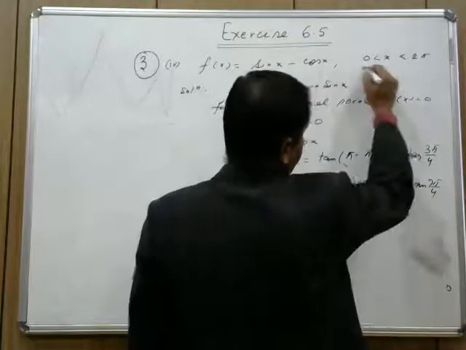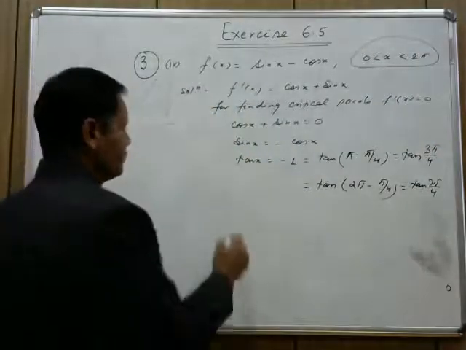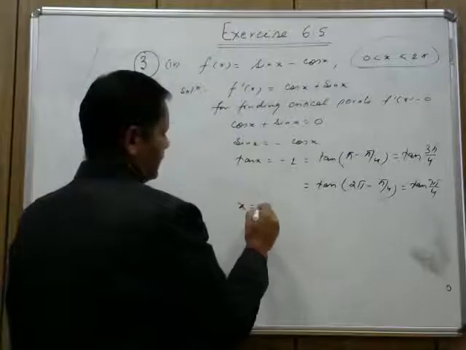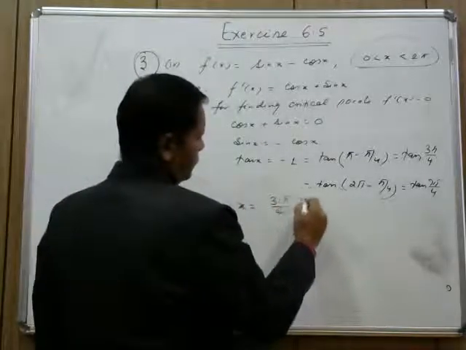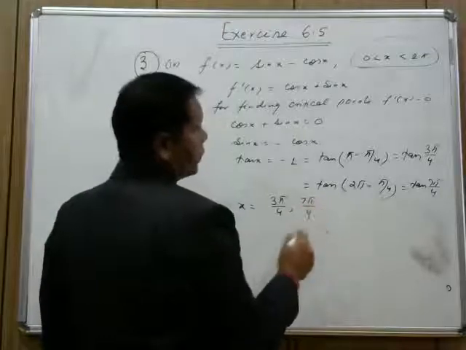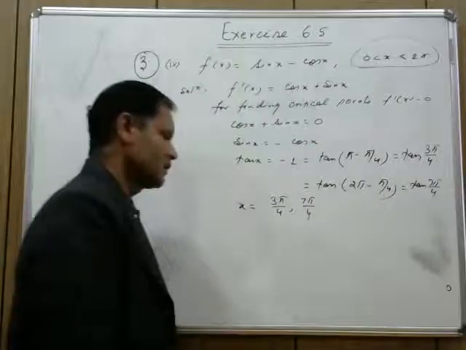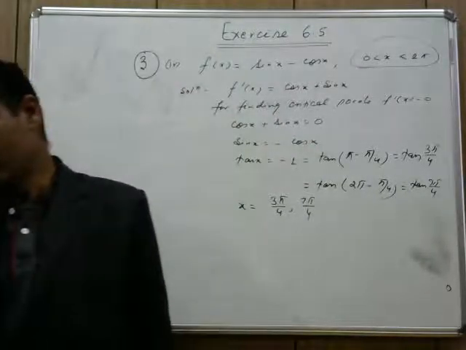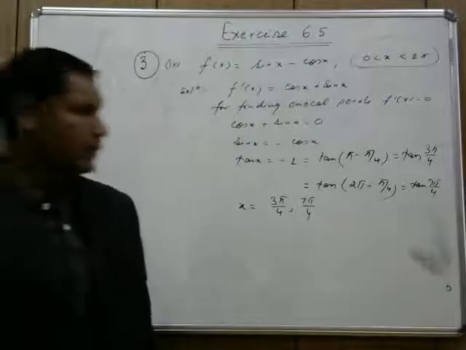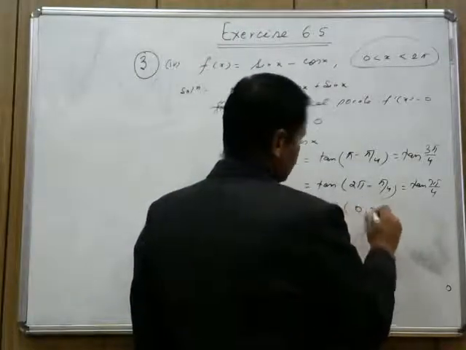See, the interval here is given 0 to 2 pi. That means the critical points we have are 3 pi by 4 and 7 pi by 4, which lie in the interval 0 to 2 pi. That means now we have 2 critical points, 3 pi by 4 and 7 pi by 4, which lie in the interval 0 to 2 pi. It is given, no? That's why.